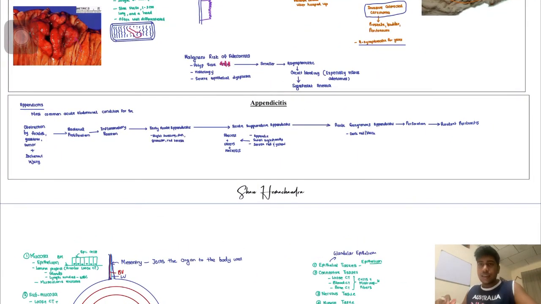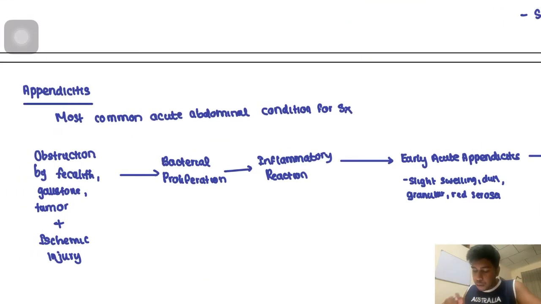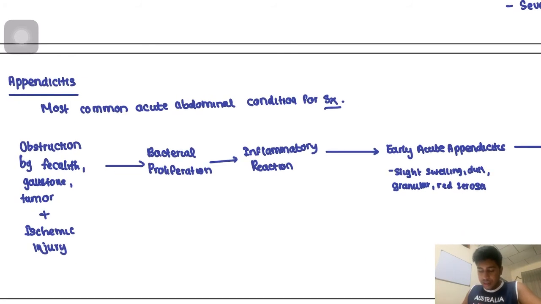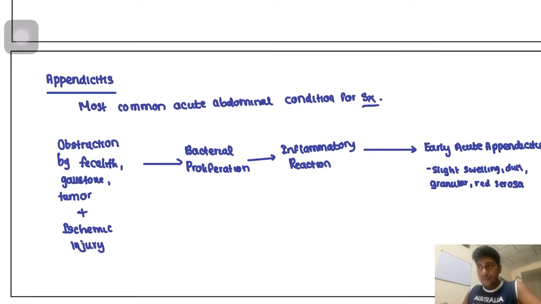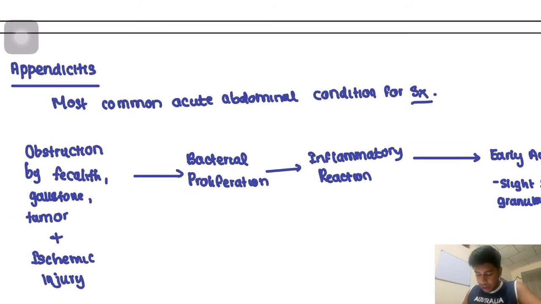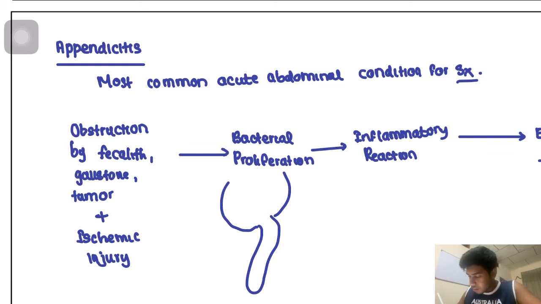The final part of GI pathology is appendicitis. This is the most common acute abdominal condition for surgery. What does that mean? Basically, if you go to an OR or a surgery clinic, in one day you will have at least 2 to 3 patients with appendicitis. It's that common. The most common cause is because of the appendix. You know that the appendix is called a vestigial organ because it's useless. For humans, it's useless. For cows, yes, there's a function. It breaks down fibers.